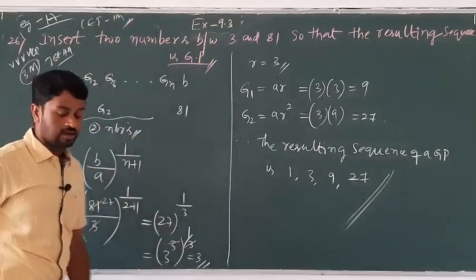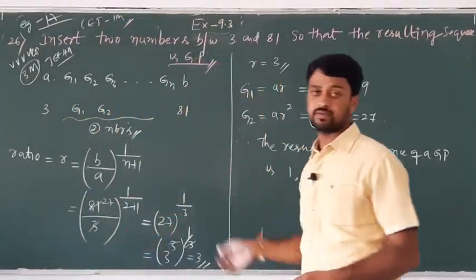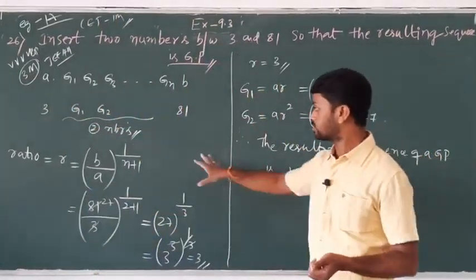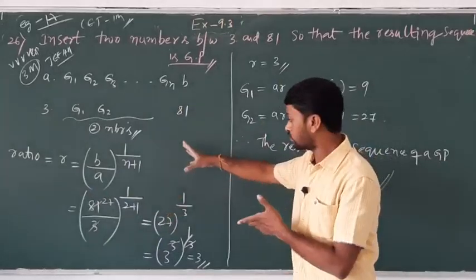Be careful. The same question, example 17. Listen carefully. Here 2 numbers, (B by A) whole power of 1 by n plus 1.